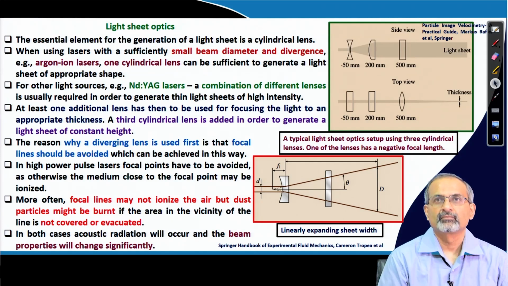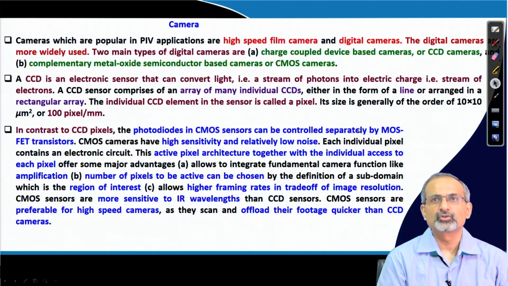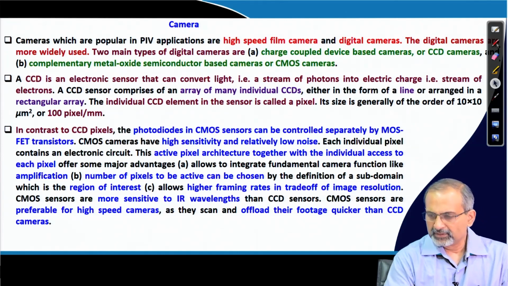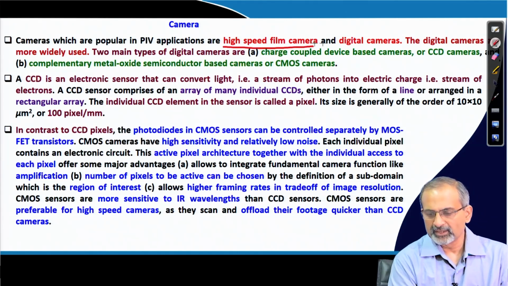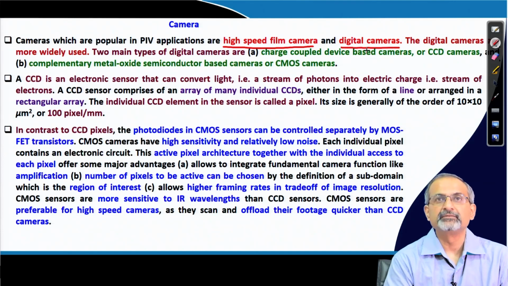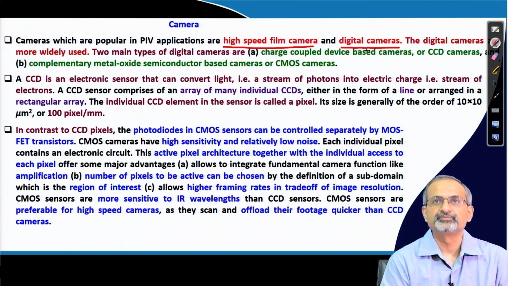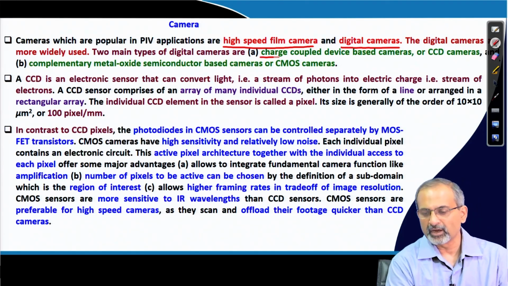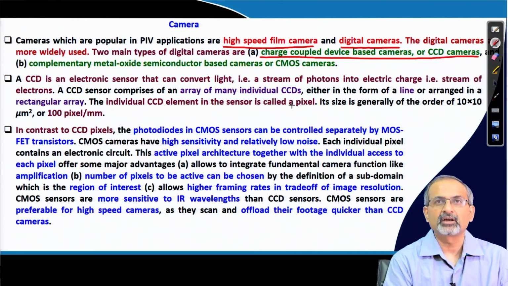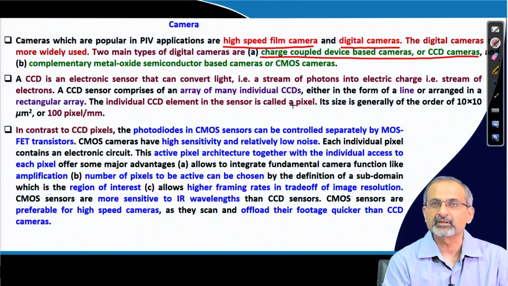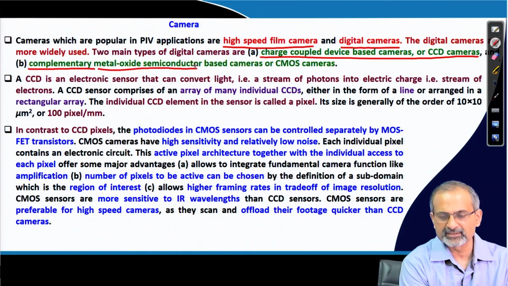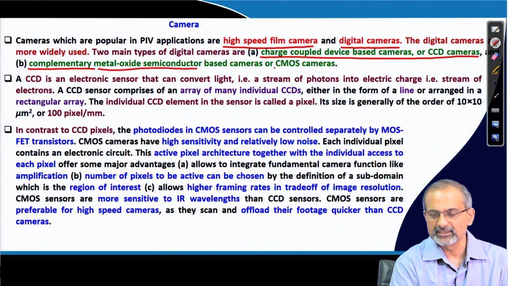We move on to cameras. In PIV, what we notice is that broadly there are two classes: high speed film cameras and digital cameras. Again, digital cameras are more widely used these days. In the world of digital cameras, again you have two categories: charged coupled device based cameras or CCD cameras, and complementary metal oxide semiconductor based cameras or CMOS cameras.